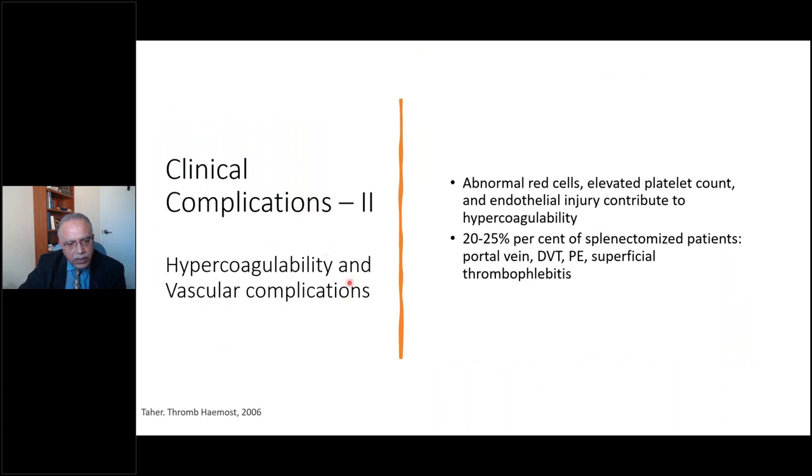The second group of complications we want to talk about are those related to hypercoagulability and the vascular complications. This is because the red cells in thalassemia are abnormal and contribute to hypercoagulability. And if the patients are splenectomized, then there is also more thrombocytosis, and there's evidence of endothelial injury, and multiple different sites of thrombosis can develop.